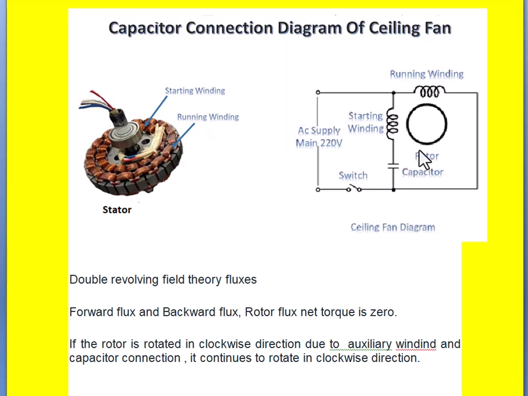So without auxiliary winding, the net flux or the net torque acting on the rotor is zero. Once the auxiliary winding is connected, that is called the starting winding like this, in series with a capacitor like this. So suppose the rotor rotates in the clockwise direction due to the presence of this auxiliary winding, then the rotor continues to rotate in the clockwise direction.